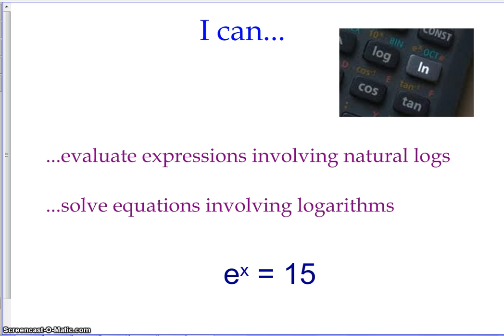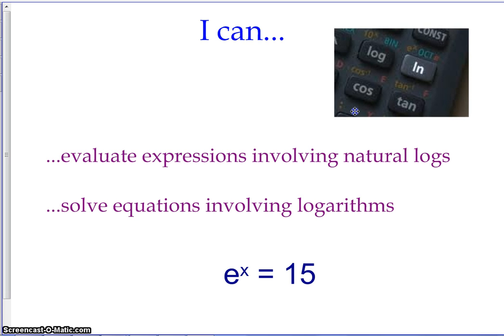Logarithms are probably something you've seen on your calculator for a while, so you can see our picture here. It's usually next to your log key. On the graphing calculator, it's below the log key. And we're going to be talking about how we can use these natural logs to evaluate expressions and solve equations, using natural logs instead of the regular logarithms.